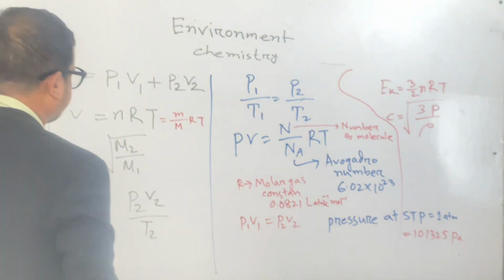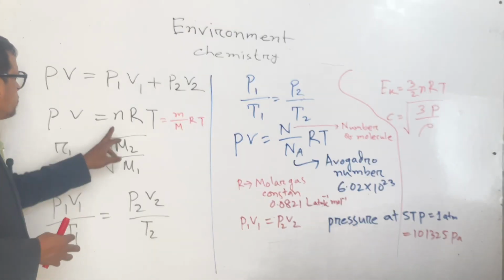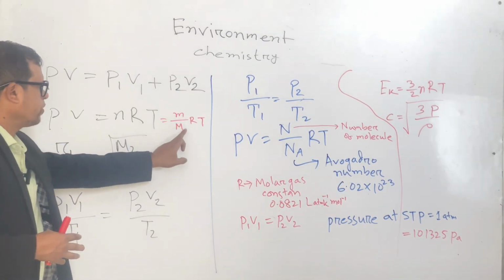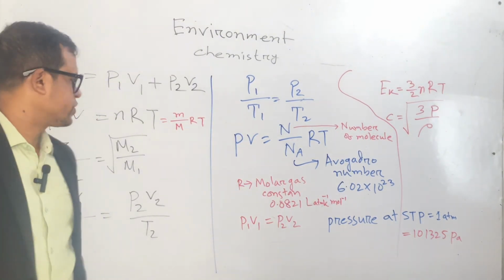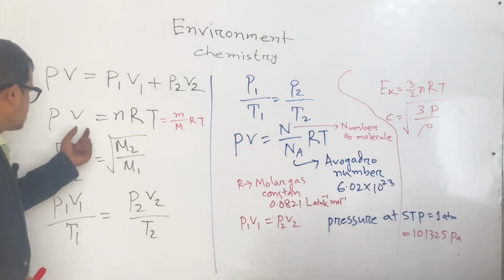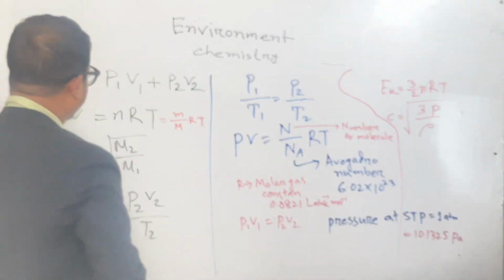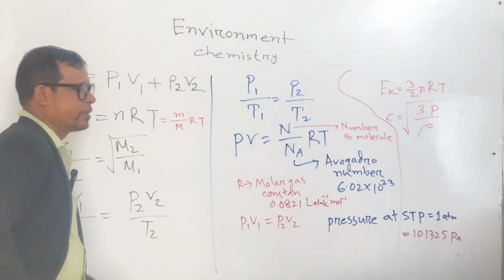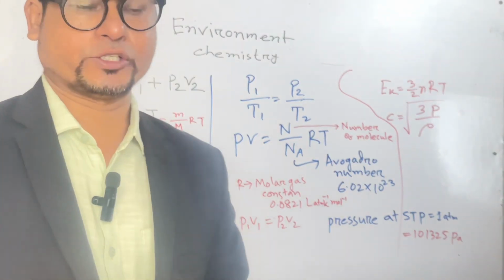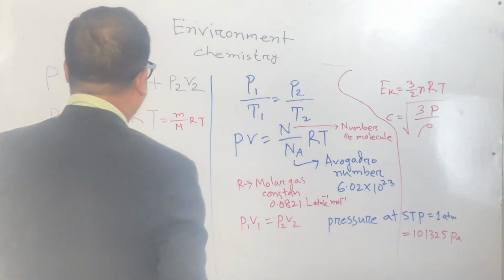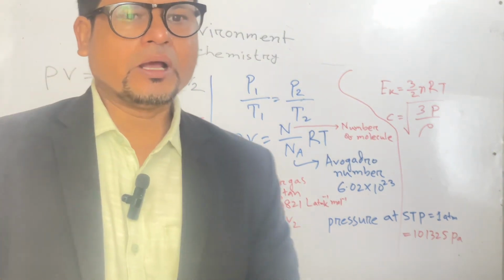So the total formula is PV equal to nRT, that is small m over capital M times RT. T here is temperature, P is pressure, V is volume, n is the mole number. We can write the mole number like this: small m is the amount of gas which the question gives us.